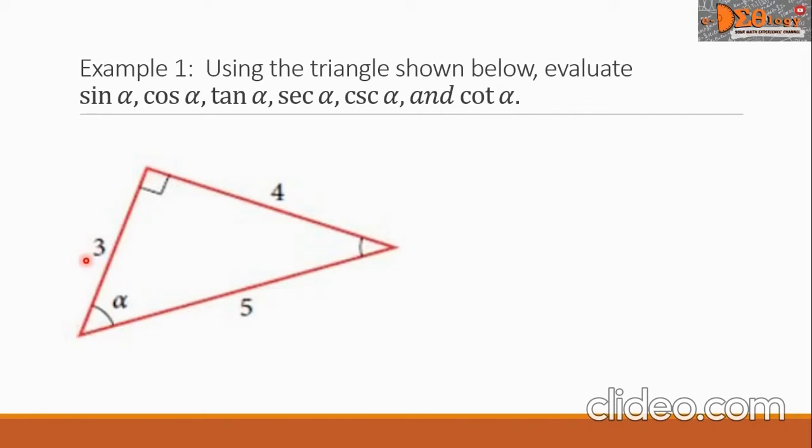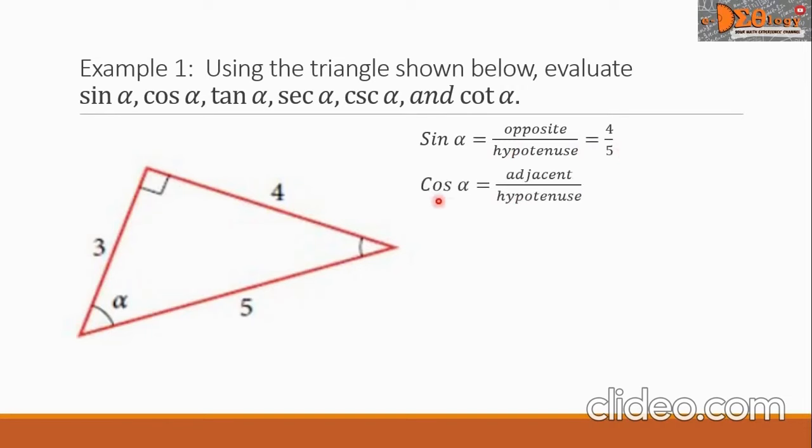Let us now start evaluating the ratios. Let's begin with sine alpha. The ratio is opposite over hypotenuse. The opposite is 4 and the hypotenuse is 5. So this is 4 over 5. Next is cosine alpha. The ratio is adjacent over hypotenuse. The adjacent side is 3 over the hypotenuse, which is 5. So cosine alpha is 3 over 5.